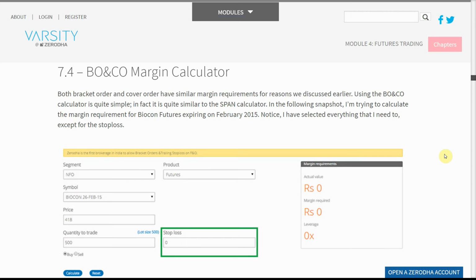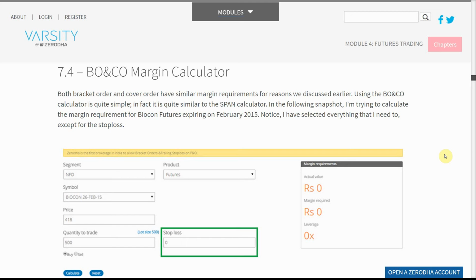Both bracket order and cover order have similar margin requirements for reasons we discussed earlier. Using the BO and CO calculator is quite simple. In fact, it is quite similar to the span calculator. In the following snapshot, I'm trying to calculate the margin requirement for Biocon futures expiring on February 2015.